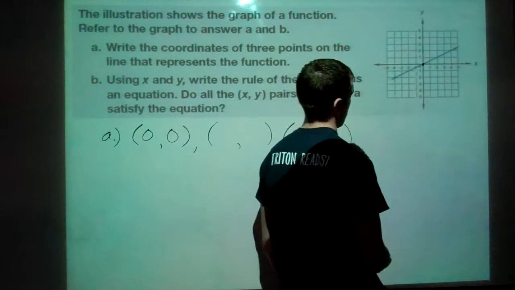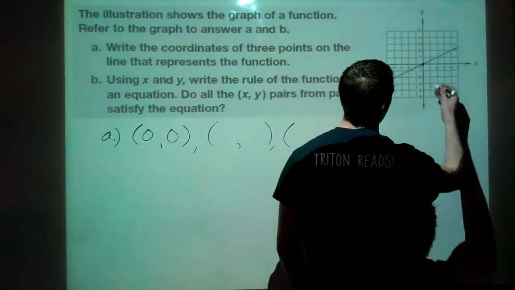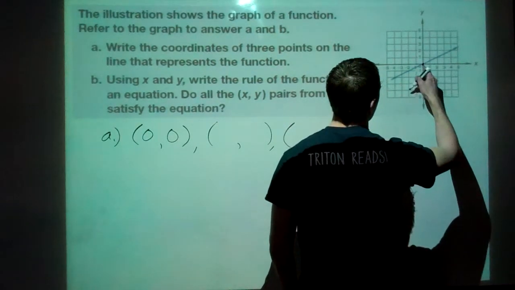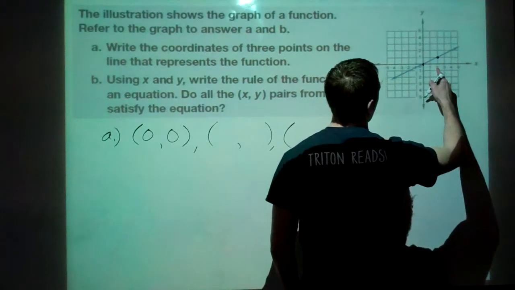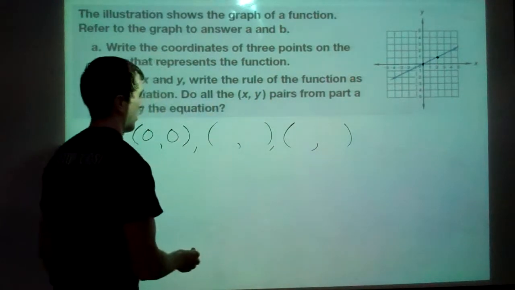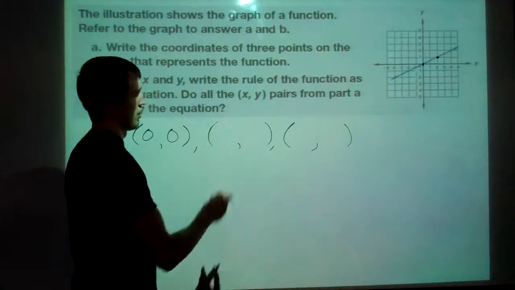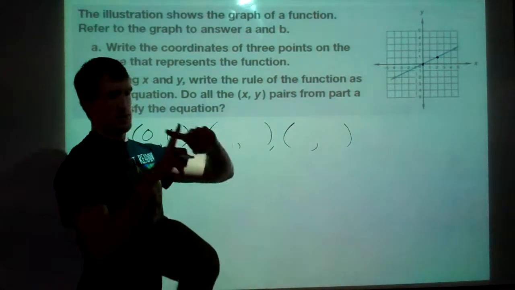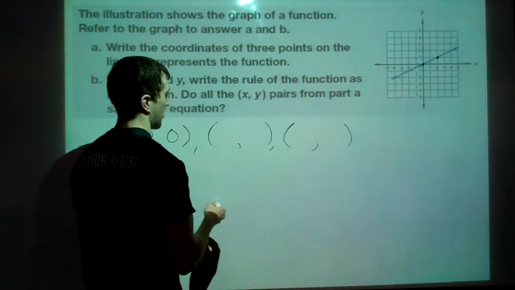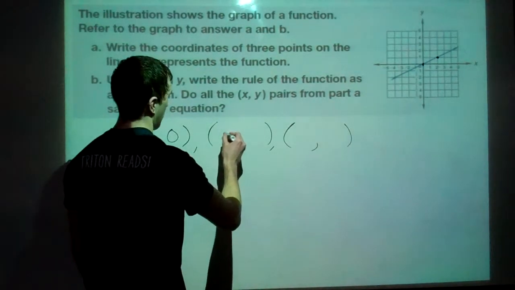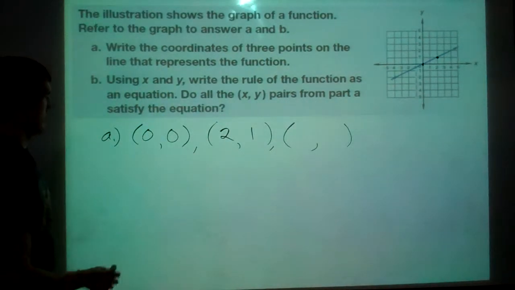Let's see. Looks like the line definitely goes here. Alright. Right there. Over 2, up 1. Okay? And I know that because it crosses through where it goes over 2, up 1. So I'm looking for where it crosses between the two lines, basically, where they intersect. Okay? So over 2, up 1. Okay? That would be a point there.